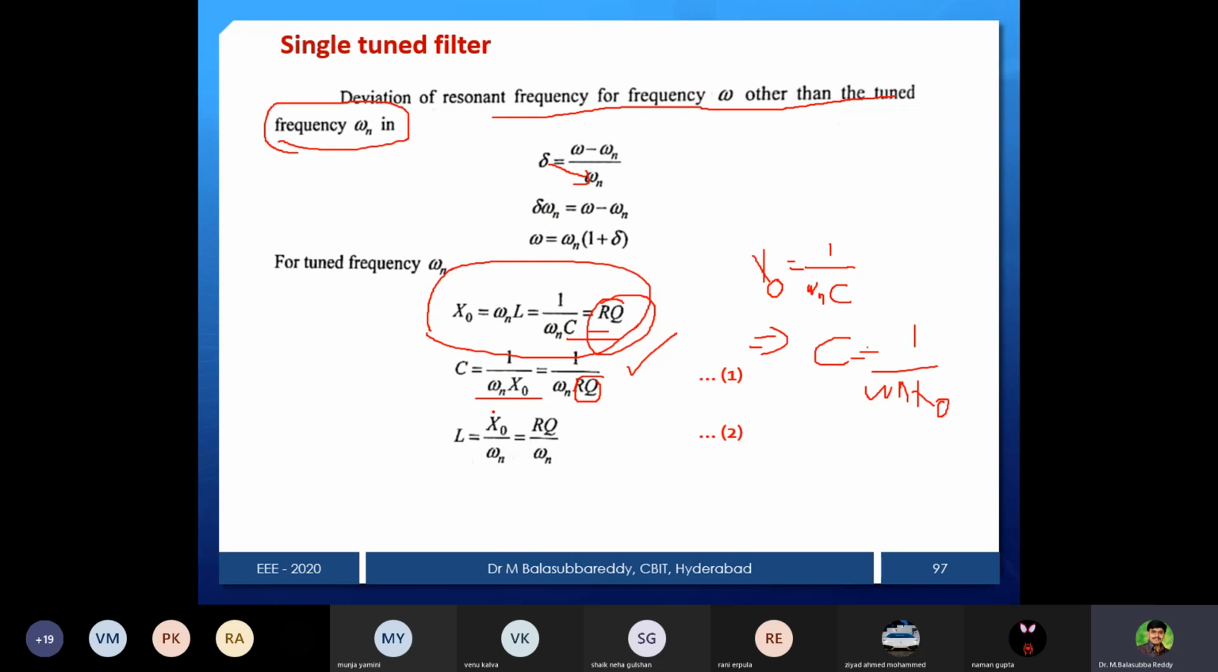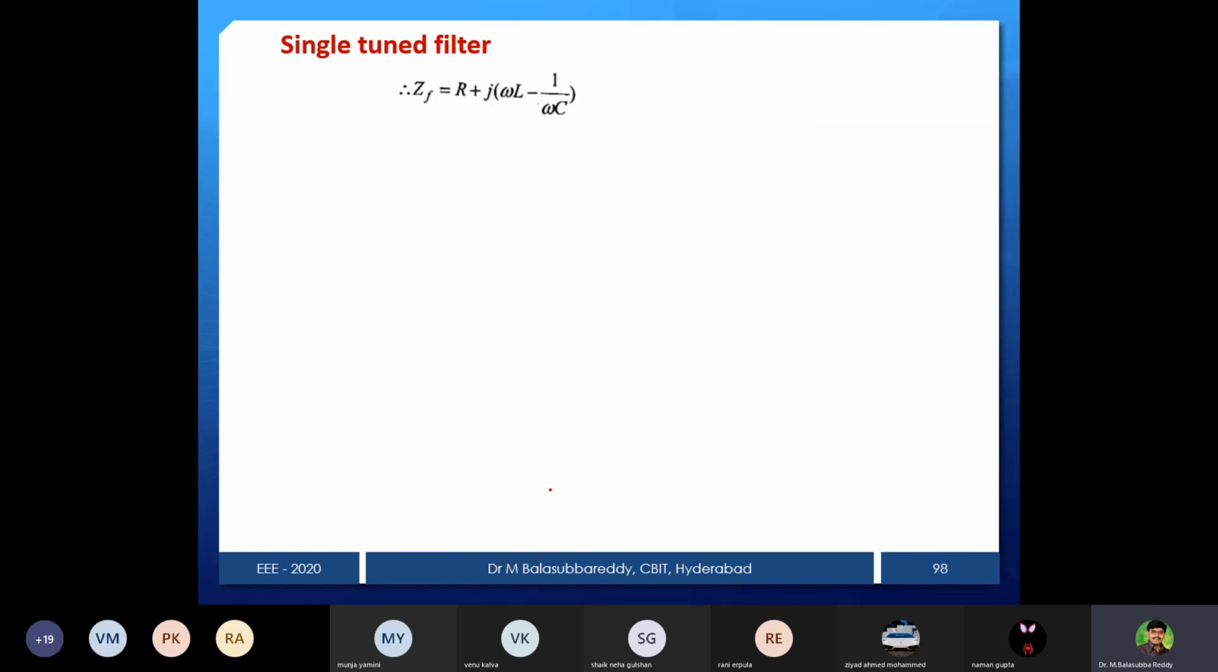So now similarly you can get the L value also. Once you know L and C, you can use our impedance formula. As you know that omega is equal to omega n into 1 plus delta, and ZF, this is our expression already known initially. R, L, C are connected in series, therefore ZF is equal to R plus j into omega L minus 1 by omega C. Now you know what is L and what is C, and simply you can substitute here, you will get ZF.